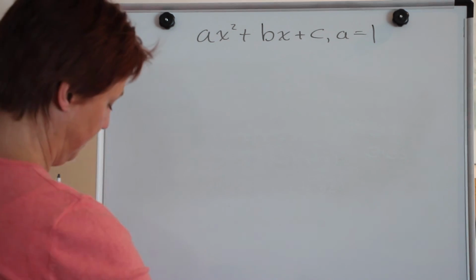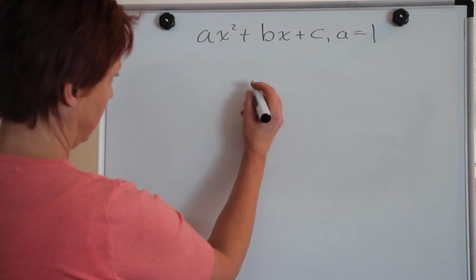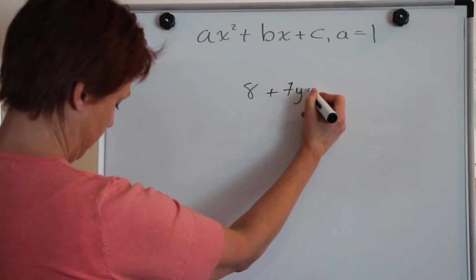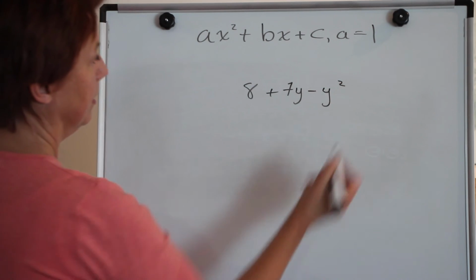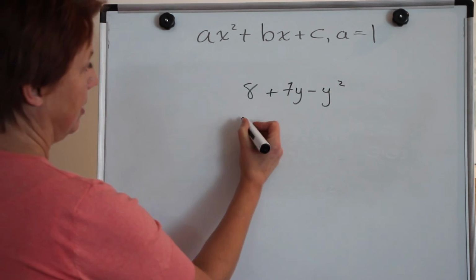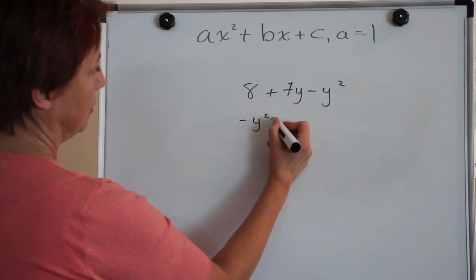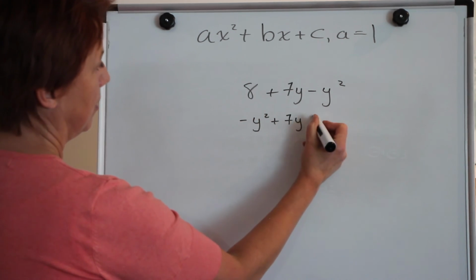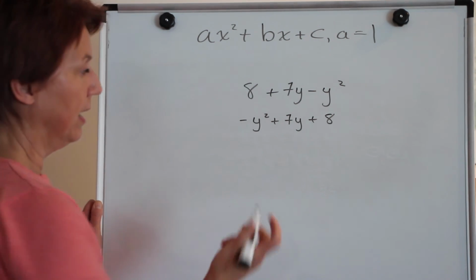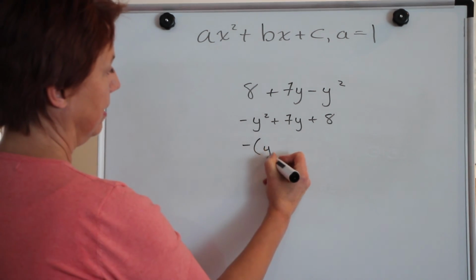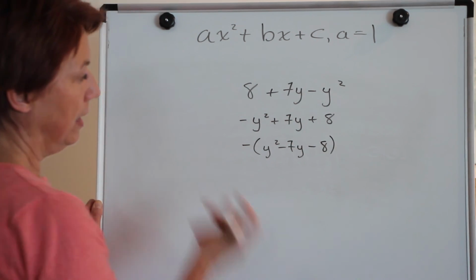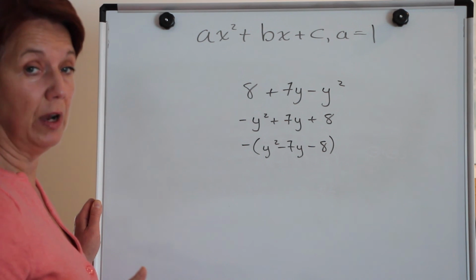And this one is going to be 8 plus 7y minus y squared. Okay, again, same problem that we've had in the last few examples. Wrong order, so start by getting it into the right order. And then get rid of that leading negative. We can't work with that leading negative. Okay, again, it's just going to come along for the ride.